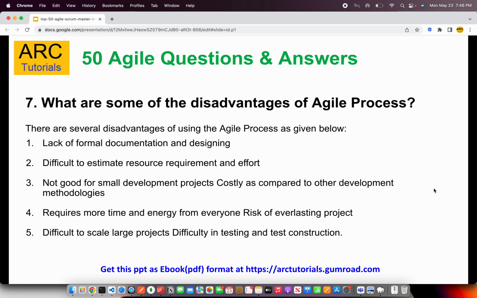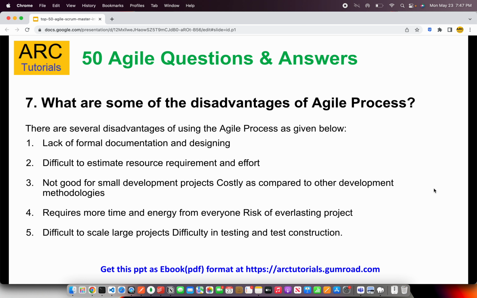Lack of formal documentation and designing, right? So since the product is evolving, you wouldn't find any well documented code, or even for that matter there is no documentation of the product itself. It's very difficult to estimate the resource requirement and efforts, right? Since it's evolving, we keep adding functionality as we go along. It becomes really difficult to estimate the resource planning and how much time it's going to take, when are we going to complete, are we being on time. So that is something that is a disadvantage.